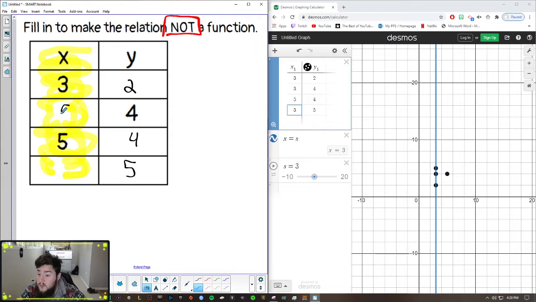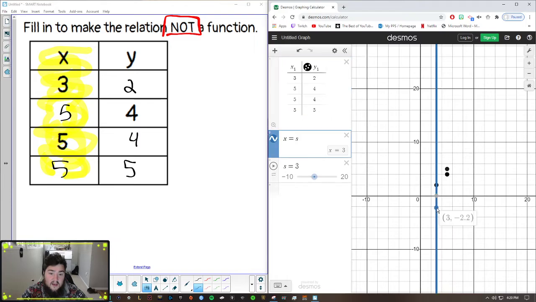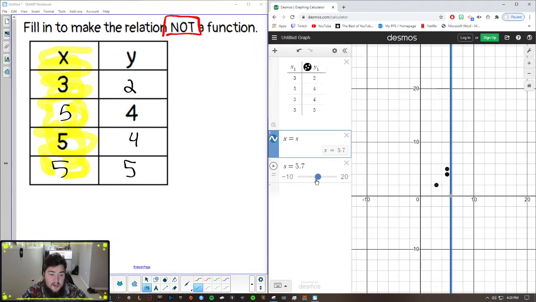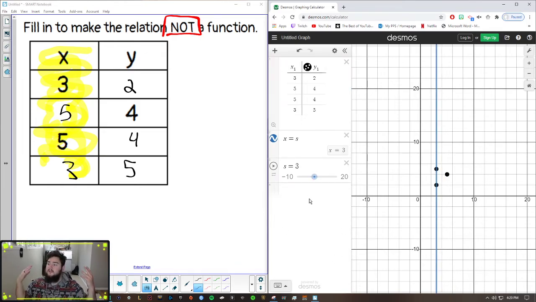So we could have also put 5. If I go to my table and change it to 5s, now look. If I go over here and move my slider, I'm hitting a bunch of points. And 2 of my points are exactly the same. Okay, I could have done 1, 5, and 1, 3. And look, now there's another spot I hit twice.